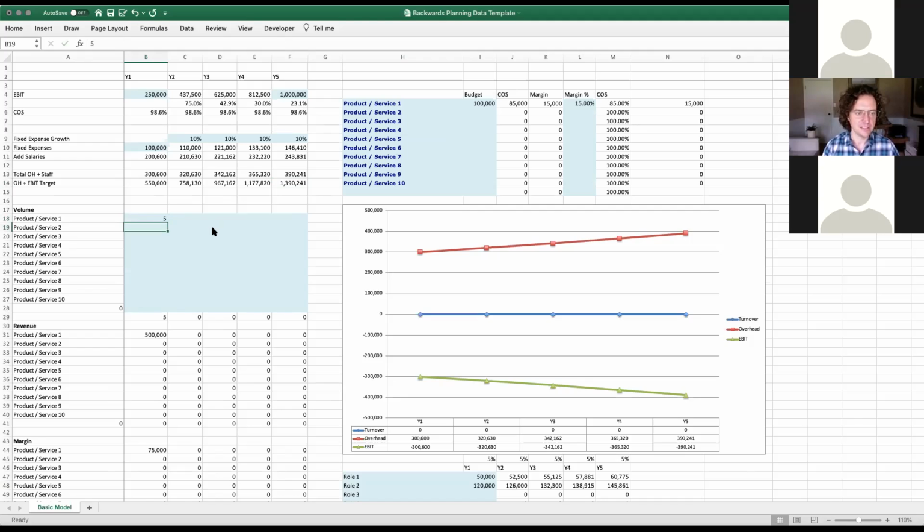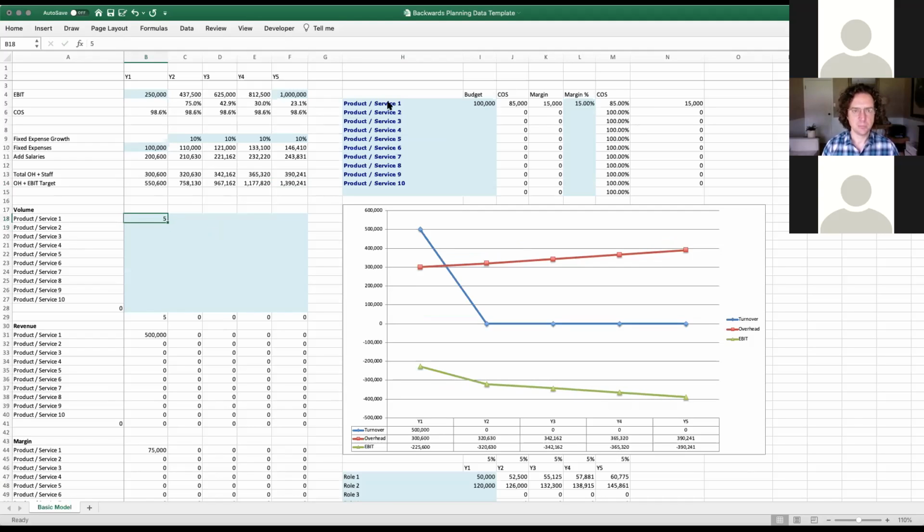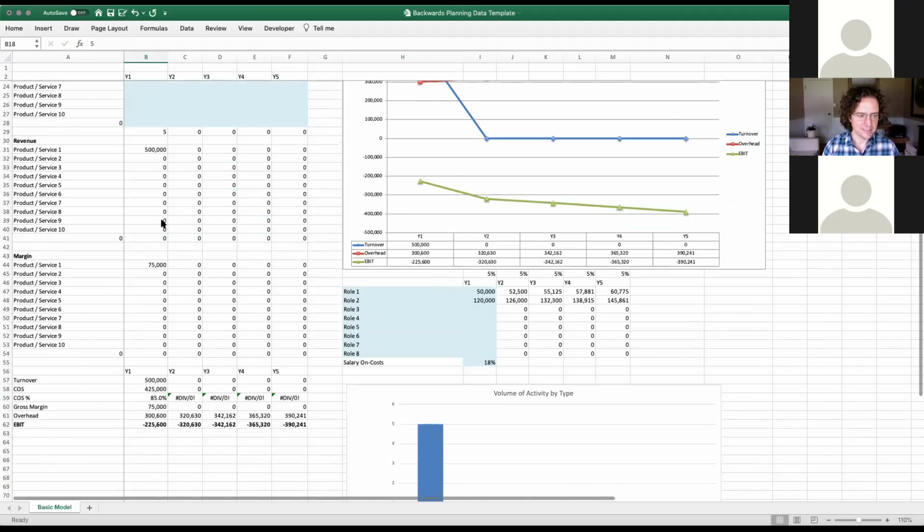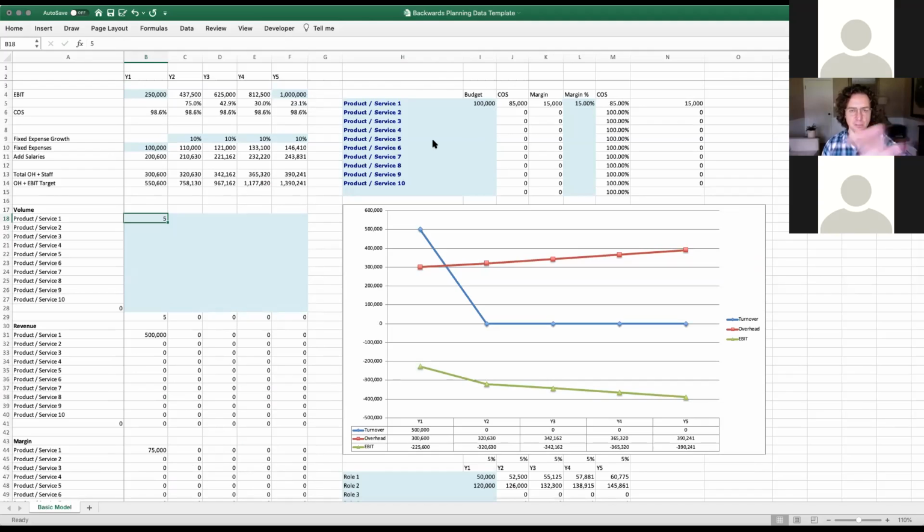So if we think we're going to sell 5 of a particular product in the first year, that will flow all the way through, and we can start to see what the impact of that's going to be. So as we populate the rest of this model, it allows us to very rapidly see the impact of the variables which are likely to affect the profitability and the bottom line profits of this business. You've got a little graph there which you can use to keep an eye on that as well. So let's go back to our presentation for a second.